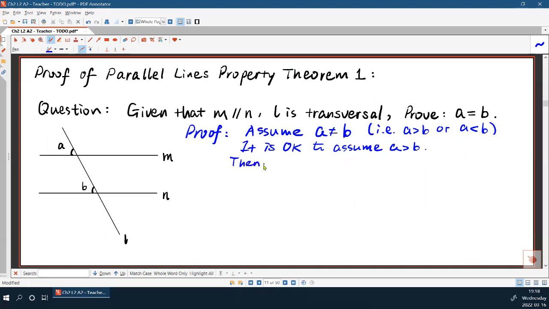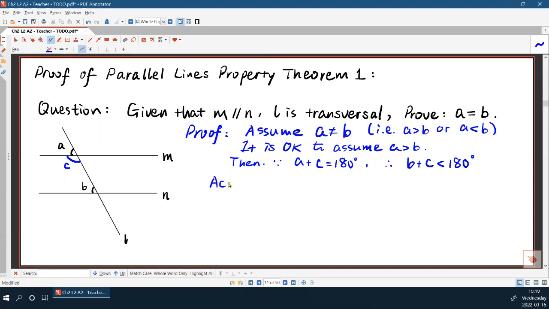Then we have, so let's call this angle here angle C. If A is greater than B, we have, because A plus C is 180 degrees, right? Because this is a straight angle. So A plus C is 180 degrees. And because A is greater than B, if we replace A with B here, what will happen? If we replace A with B, because B is less than A, therefore B plus C must be less than 180 degrees, right?